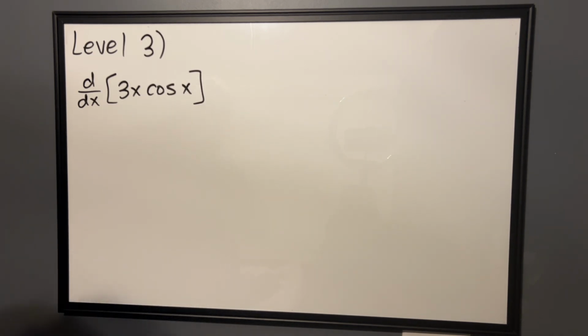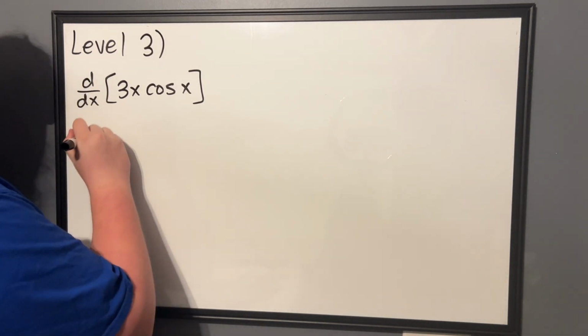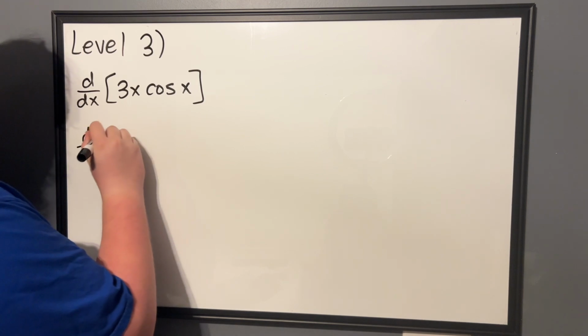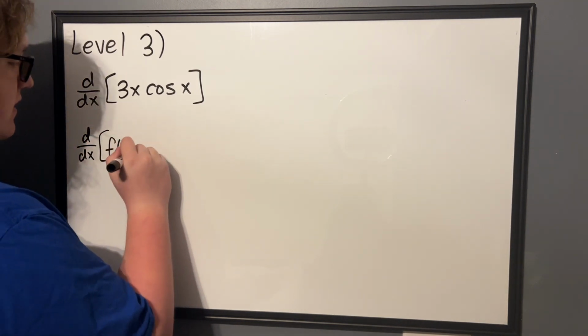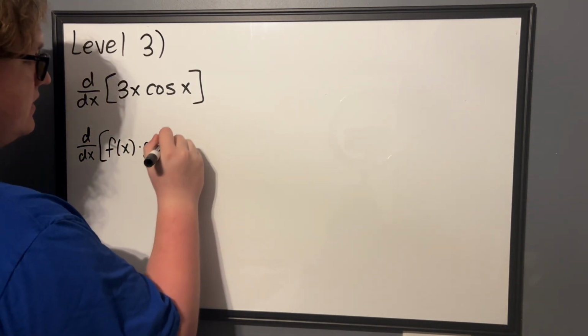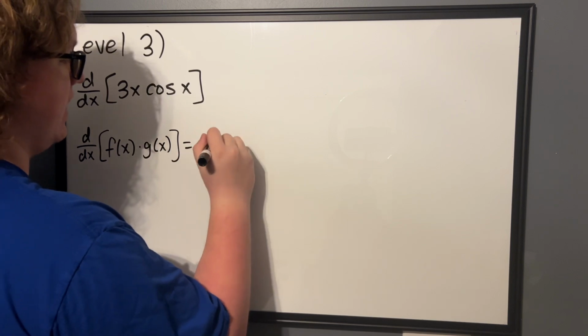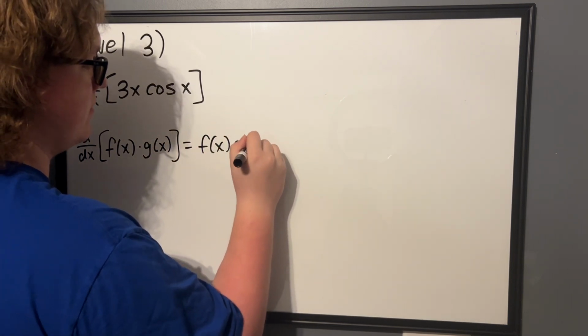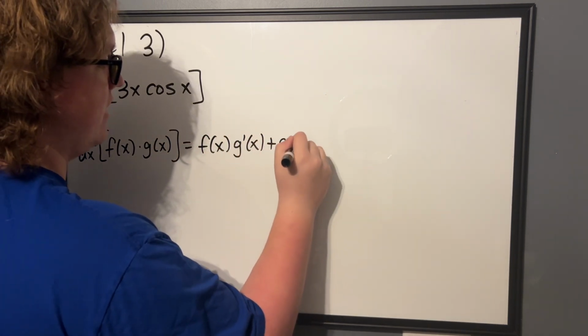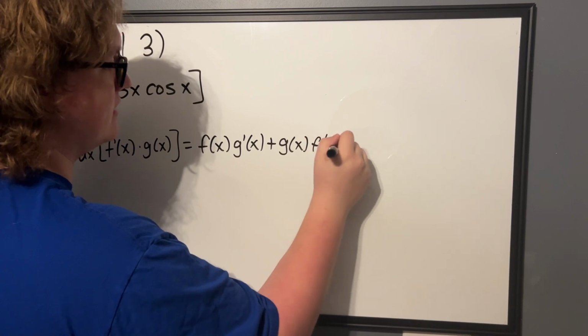Now this is the first time where we're actually going to need to use a rule, and this one is going to be the product rule. So let me write that down for you for reference. The derivative of f of x multiplied by g of x is equal to f of x g prime of x plus g of x f prime of x.